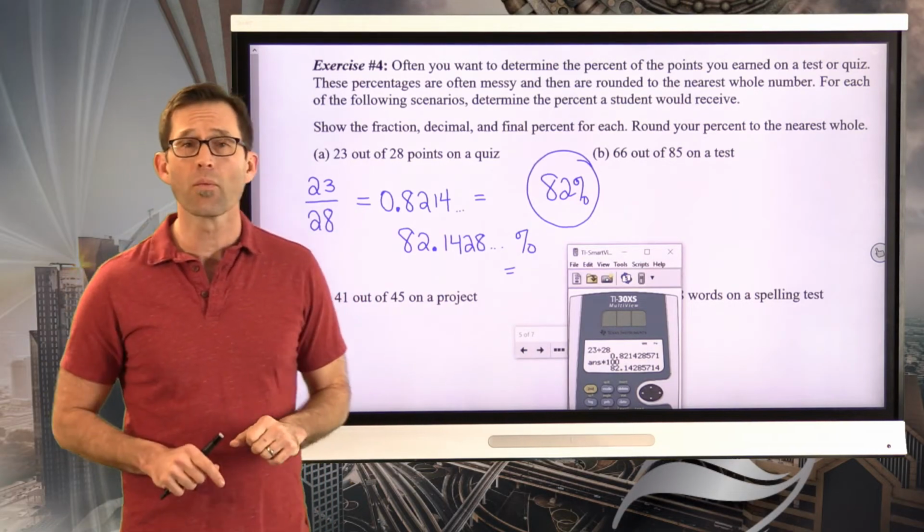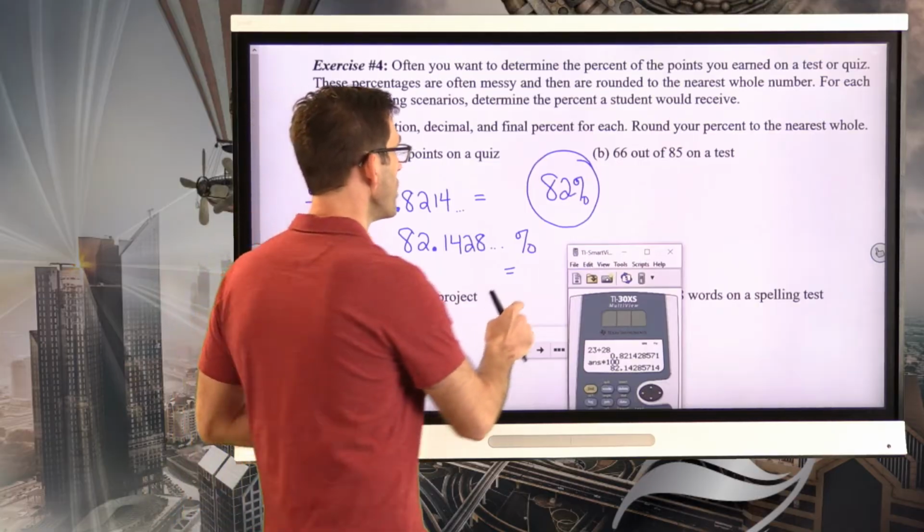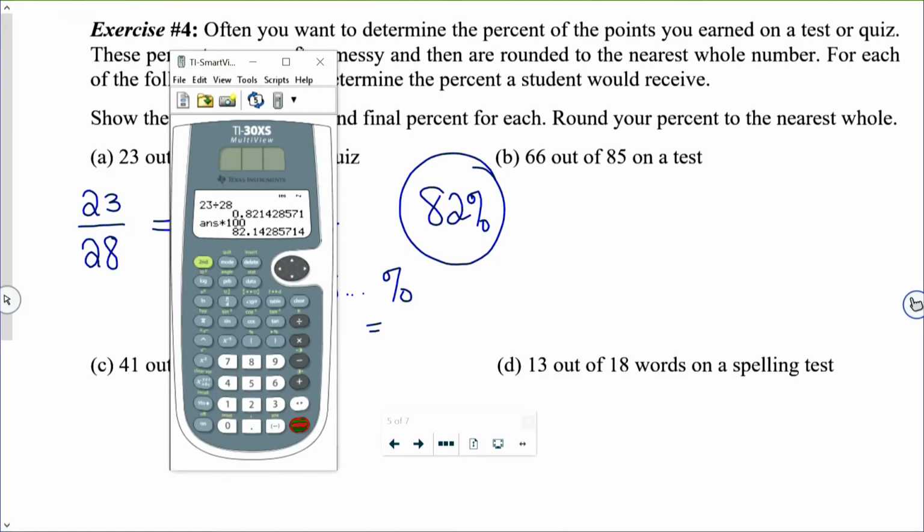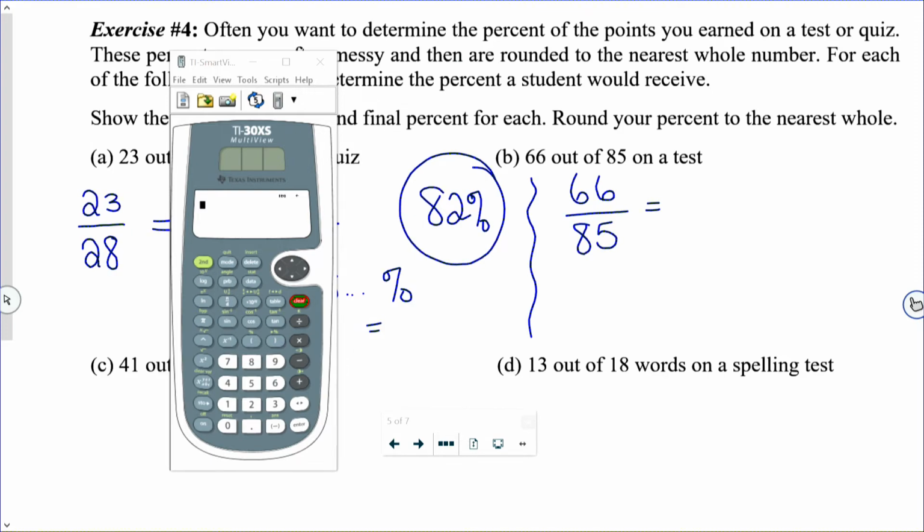All right, let's do one more of them together and then have you do the last two on your own, right? So if I got a 66 out of an 85 on a test, then the fraction that I got correct was 66/85. All right, let's see what that is as a decimal. 66 divided by 85 is 0.7764, etc. None of these are nice.